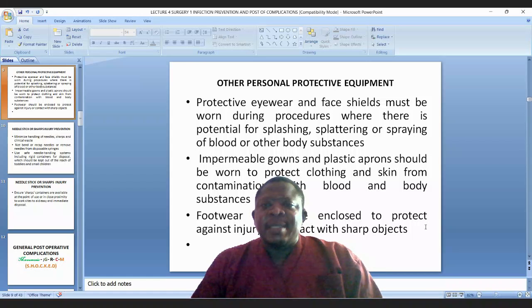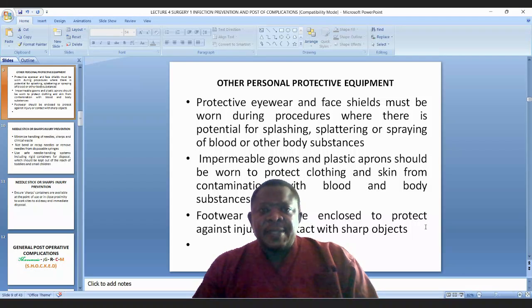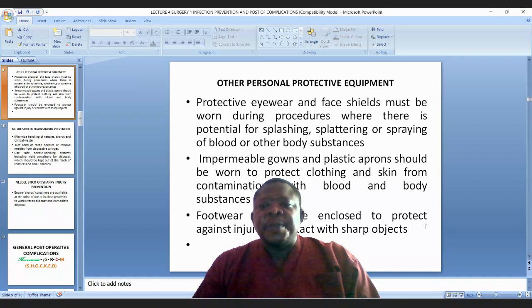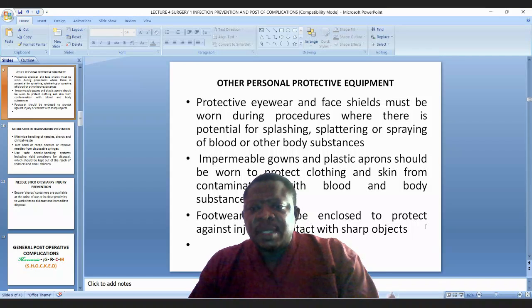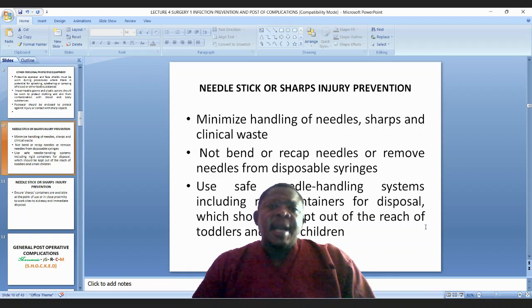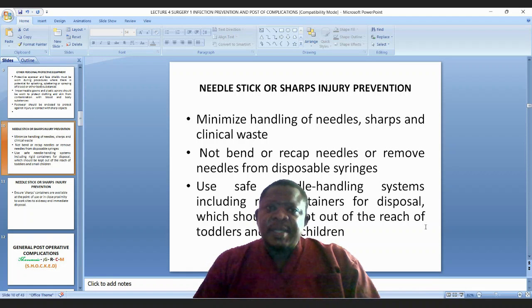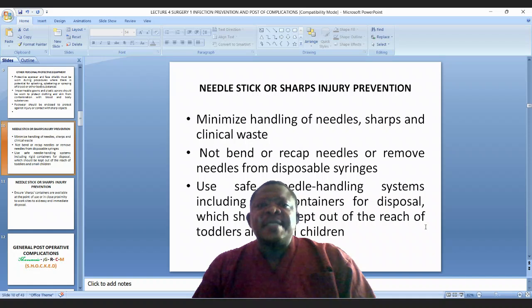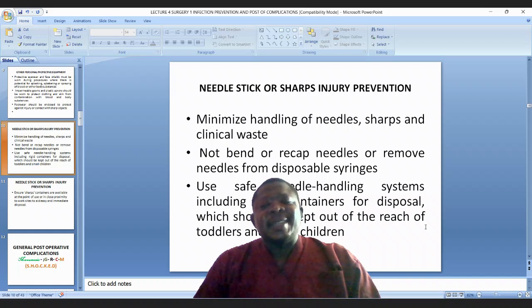Impermeable gowns and plastic aprons should be worn to protect clothing and skin from contamination with blood and body substances. Footwear is also part of protective equipment and should be enclosed to protect against injury or contact with sharp objects. Then there are accidents that we call in the hospital needle stick injuries, or injuries that may come from needles or other sharps.